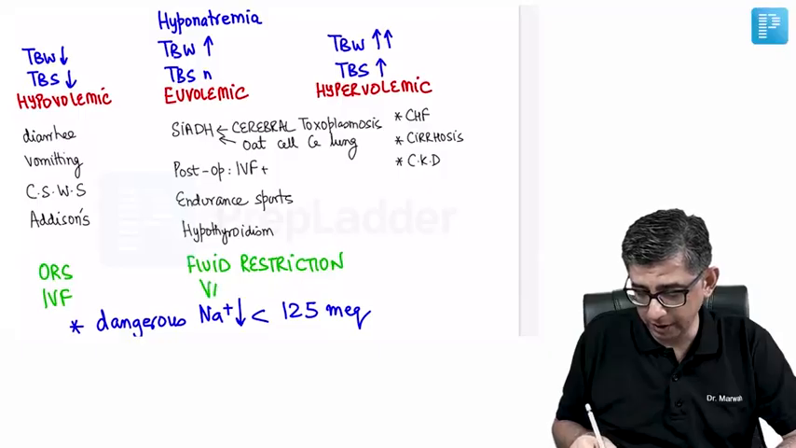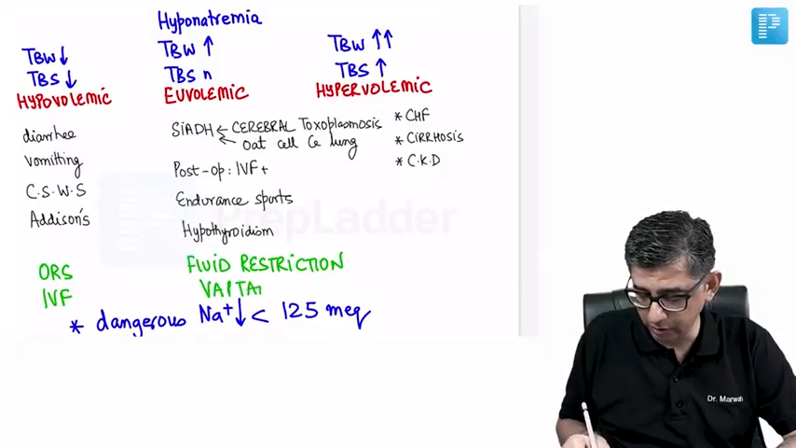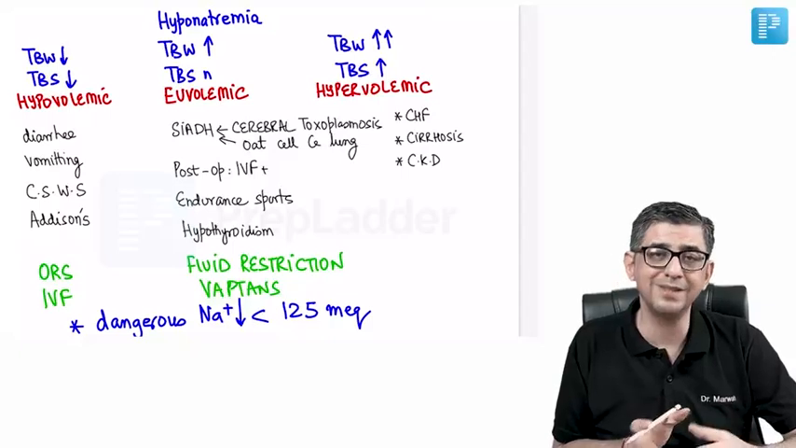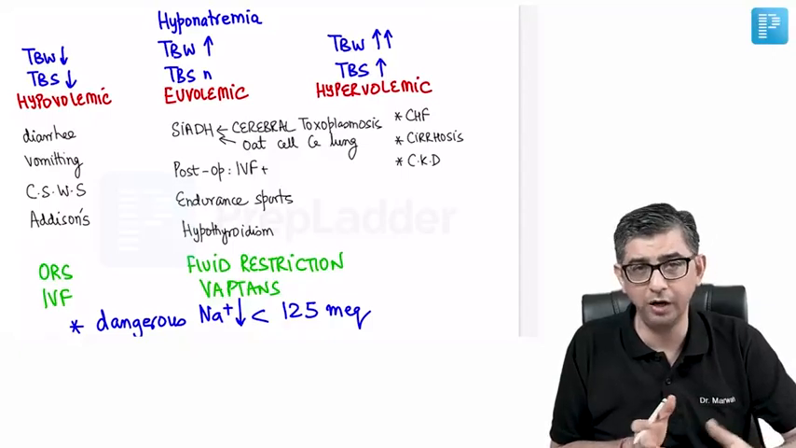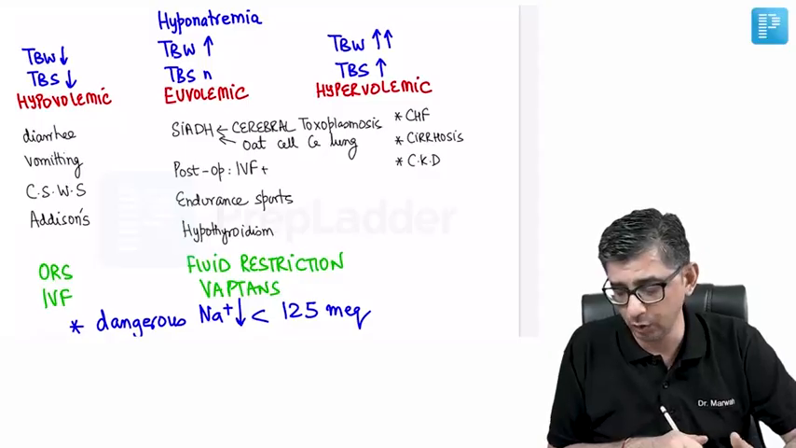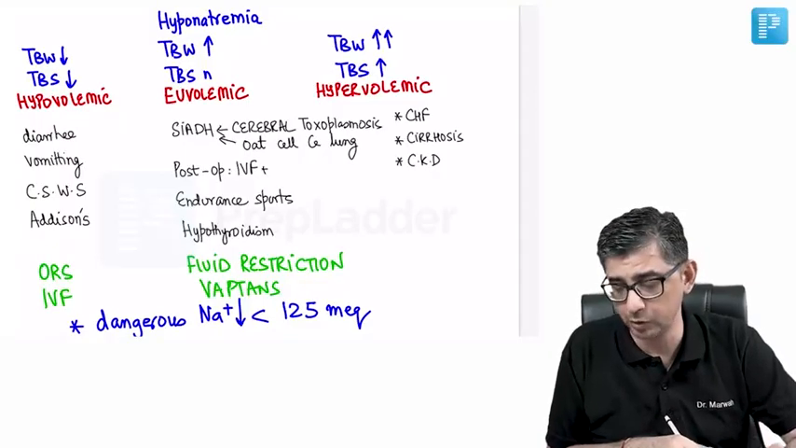And for SIADH specifically, we would also like to use drugs which are going to neutralize the overactivity, or the excess amount of hormone which is causing overactivity of the V2 receptor. So to block the V2 receptor, we will be using tolvaptan in the patient, so Vaptans would be used.